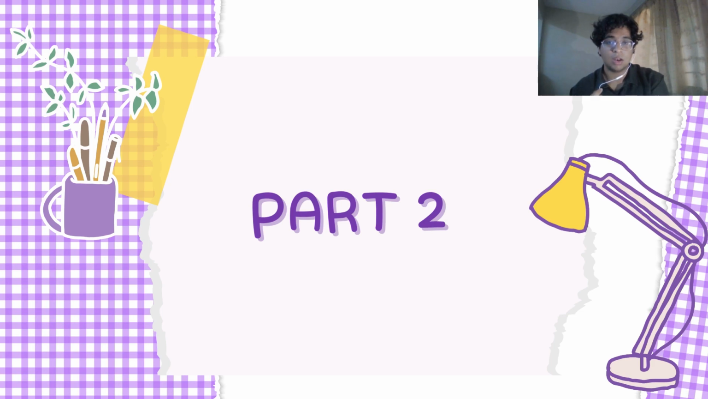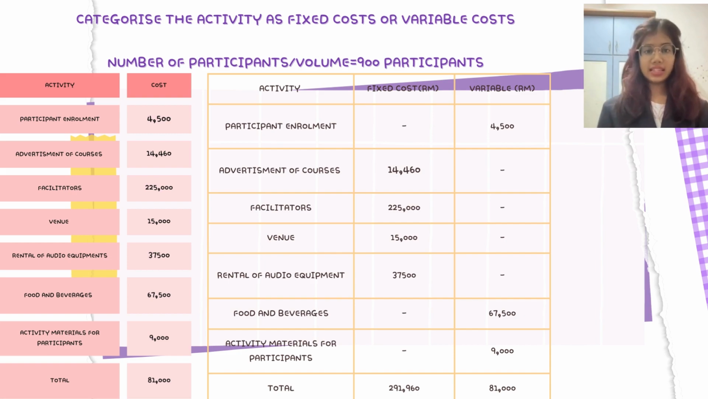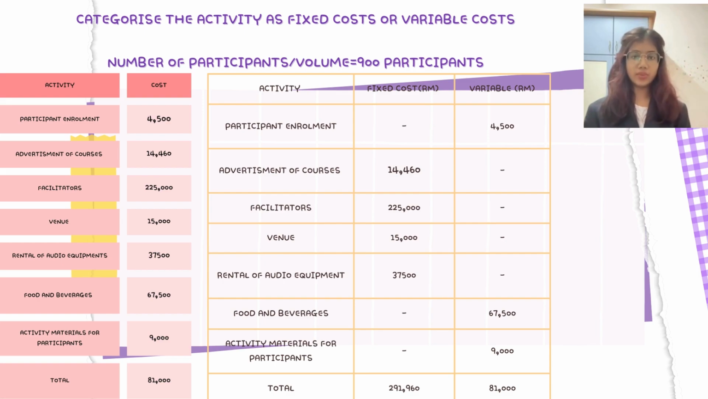Next, we're going to be taking a look at part 2 of our presentation, which focuses on the cost volume profit of the company. Costs are classified by activity as fixed cost or variable cost. In this case, the total fixed cost is 291,960, which covers advertisement of courses, facilitators, venue, and rental of audio equipment. These fixed costs depend on time and are unaffected by variation in production volume. Variable cost is 81,000, which covers food and beverages and activity materials for participants, which fluctuates with the scale and scope of the program, with varied levels of participation and cost offering.